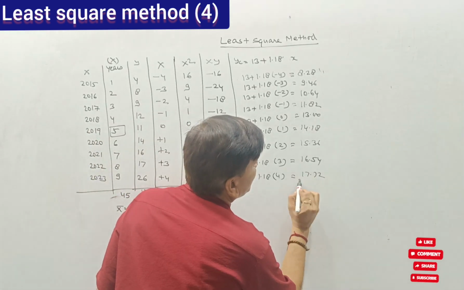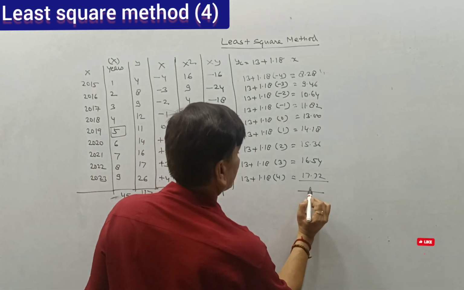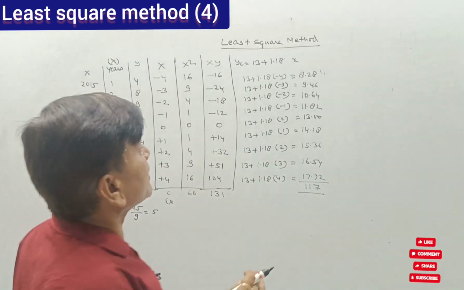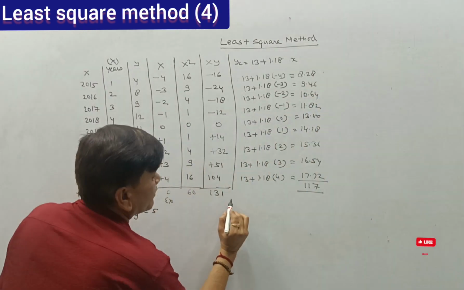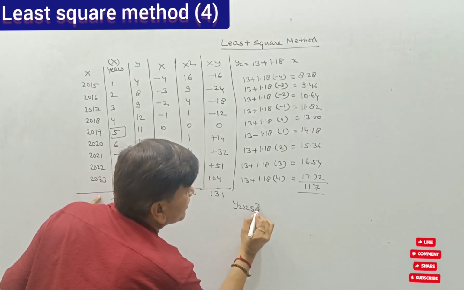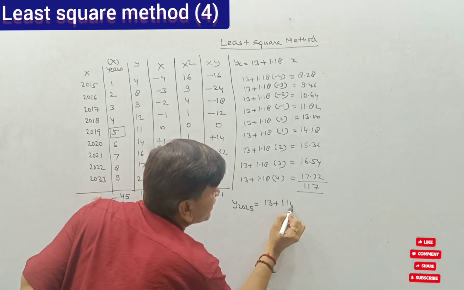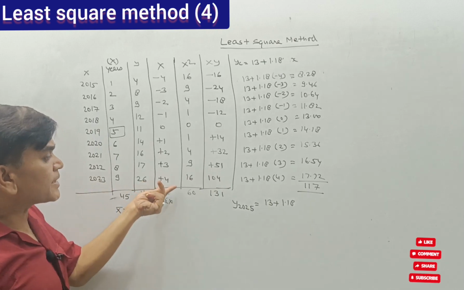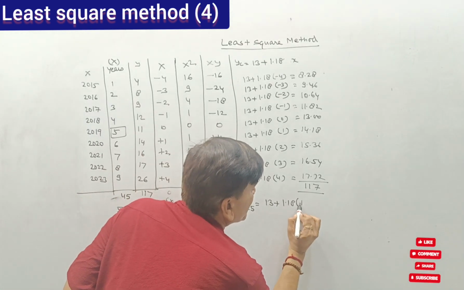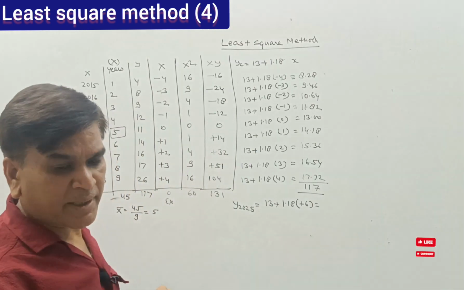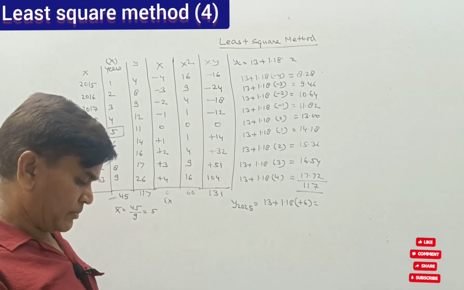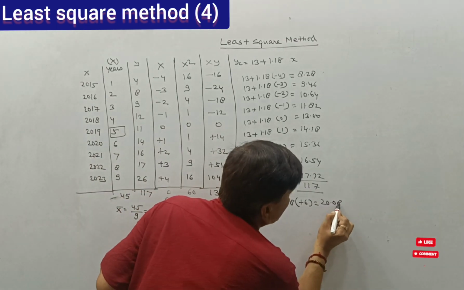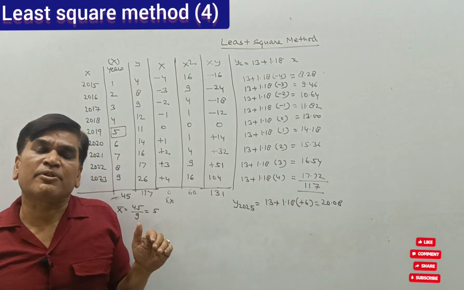17.72. If we add all these, we get 117. If the question asks what the value will be in 2025, why 2025? So 13 plus 1.18 is for 2024, plus 5 is for 2025, plus 6 is there, so we multiply by plus 6. So the result will be 20.08. In this manner we can make the forecast in the least square method also.